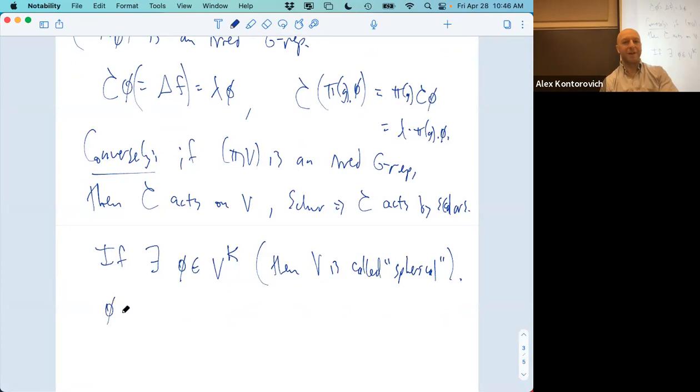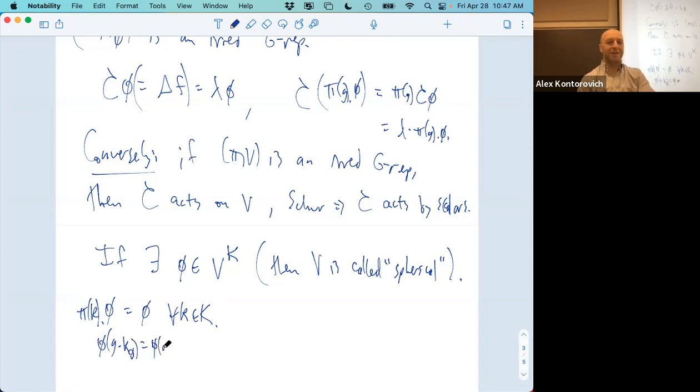this means that pi(k) phi is phi for all k in K, which is just another way of saying phi of g k_theta is equal to phi of g. It's invariant under K.